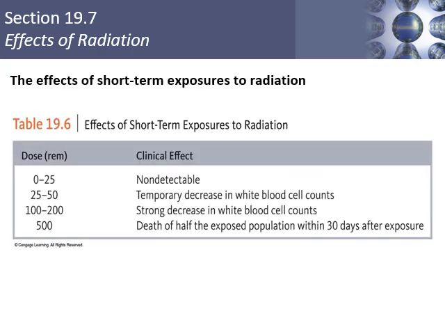So here's your chart, which you'll need to do some of the problems. If it's 0 to 25, it doesn't really matter. And these doses, notice, are in REMs. So 0 to 25, you don't have to worry about it too much. 25 to 50, unless you're going to be exposed to it all the time, 25 to 50 will actually produce a temporary decrease in white blood cell counts, which means you're more prone to what? Infection. 100 to 200, you're going to have a strong decrease in white blood cell counts. And man, if you get exposed to 500 REMs, you're in big trouble.